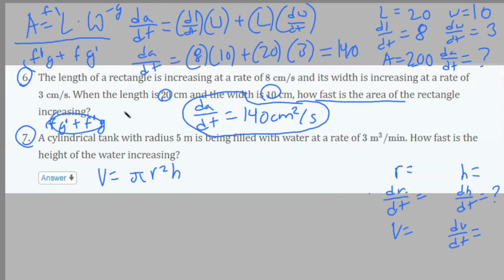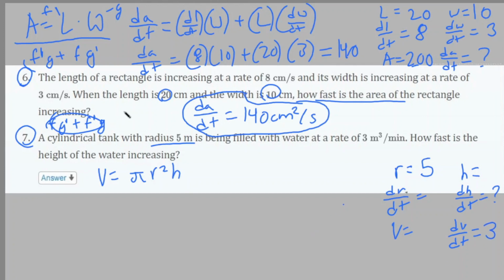It's a total of 6. We know 5 of them, or we can figure out 5 of them. We need to figure out the last one. So we know the tank has a radius of 5, so we're given 5, and it is being filled with water at a rate of 3 meters cubed per minute. So dV dt is going to be 3.